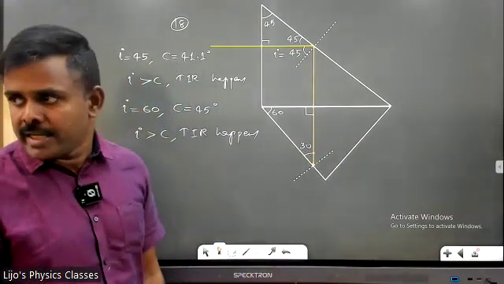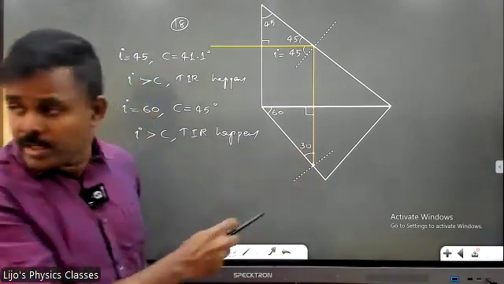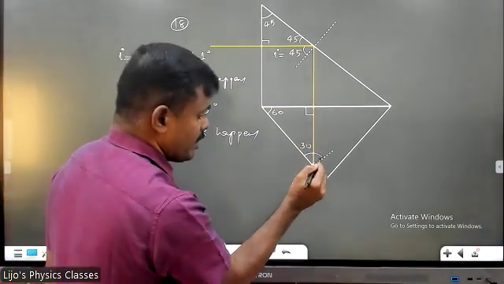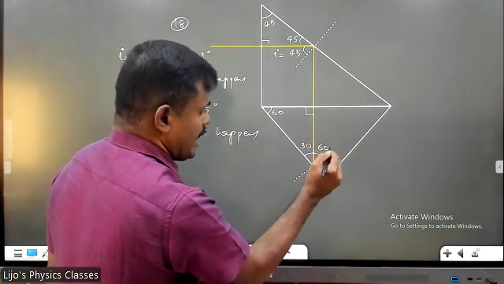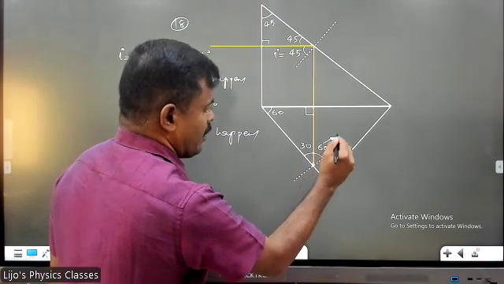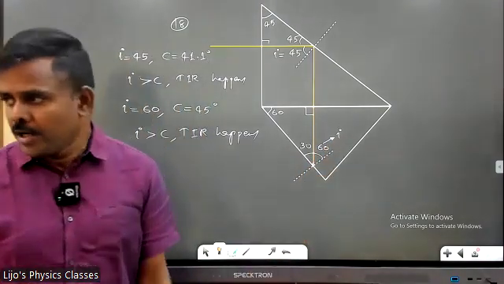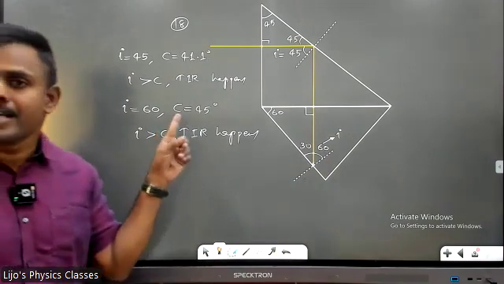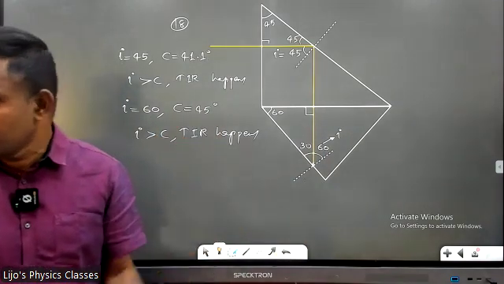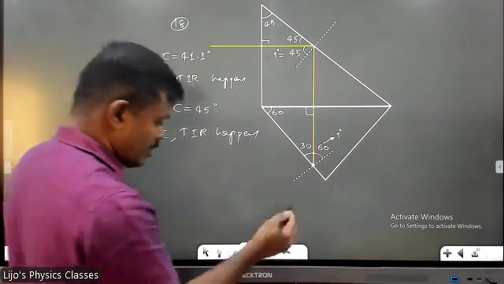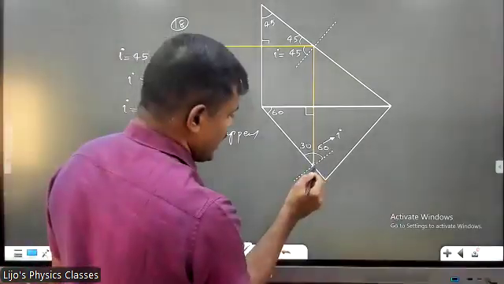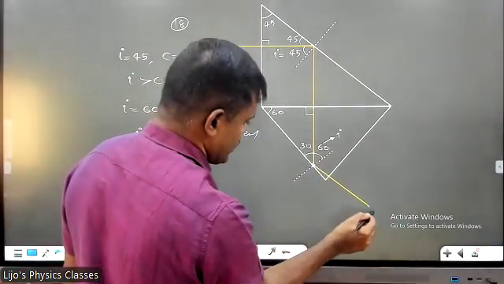So how about the next angle? If this is 30, tell me, Dolly. This is 30. Next angle will be what? This will be 60. And that is, in fact, the angle of incidence, right? Angle of incidence is 60, which is greater than the critical angle. Total internal reflection should happen. So draw the ray this way. TIR is happening.